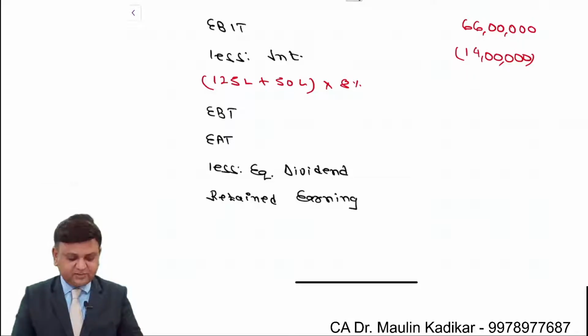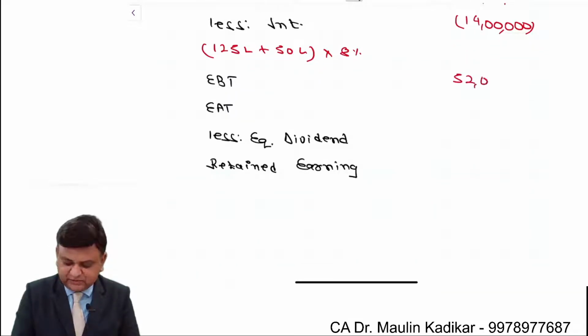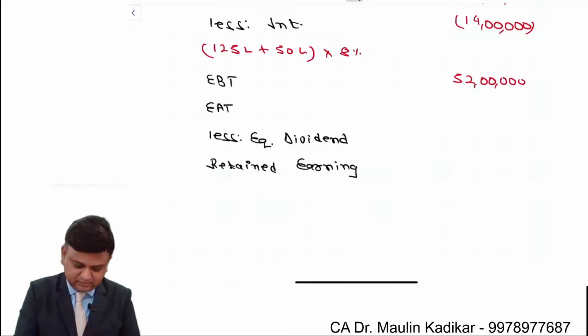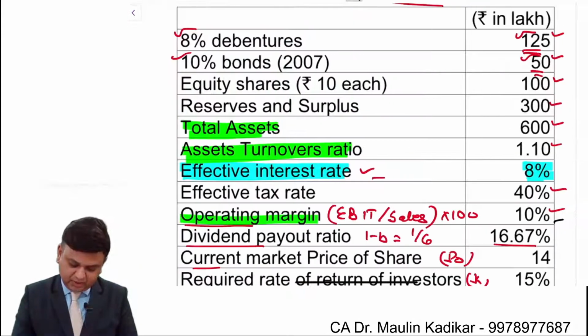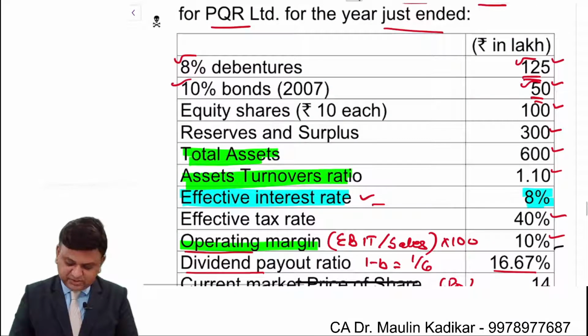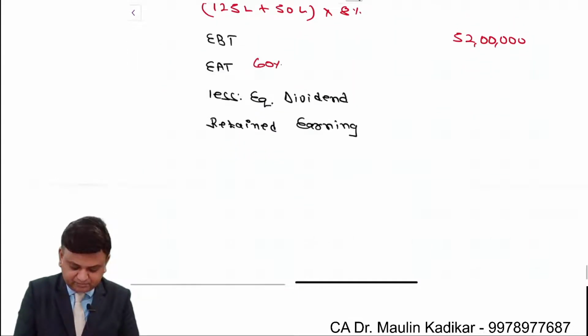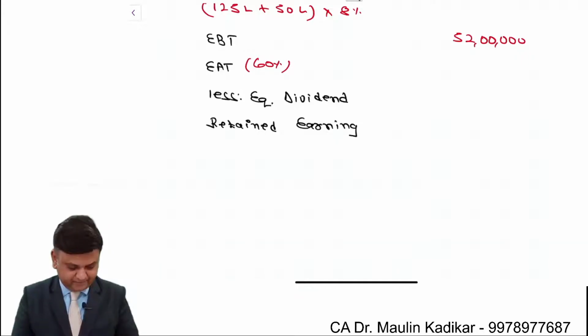It is deducted from 66 lakhs. So profit before taxes is 52 lakhs. What is income tax rate? Income tax rate is provided to us as 40%. So earning after taxes is 60%. That is 31,20,000.